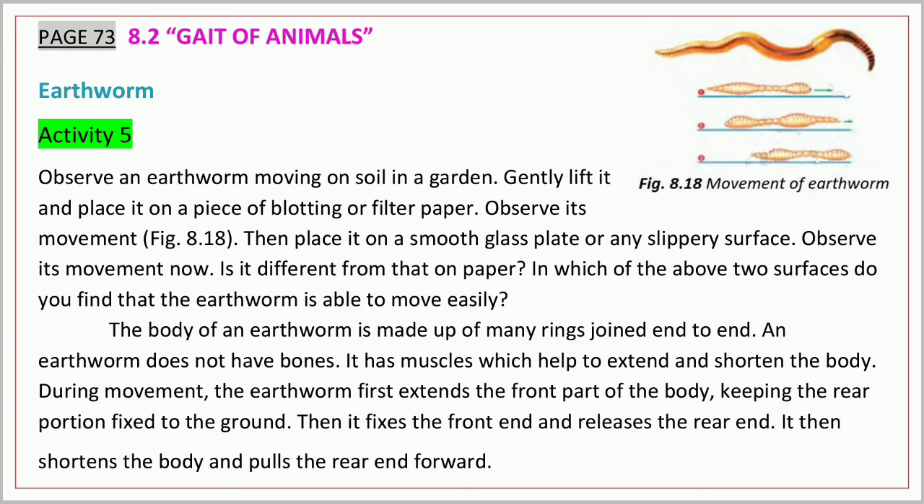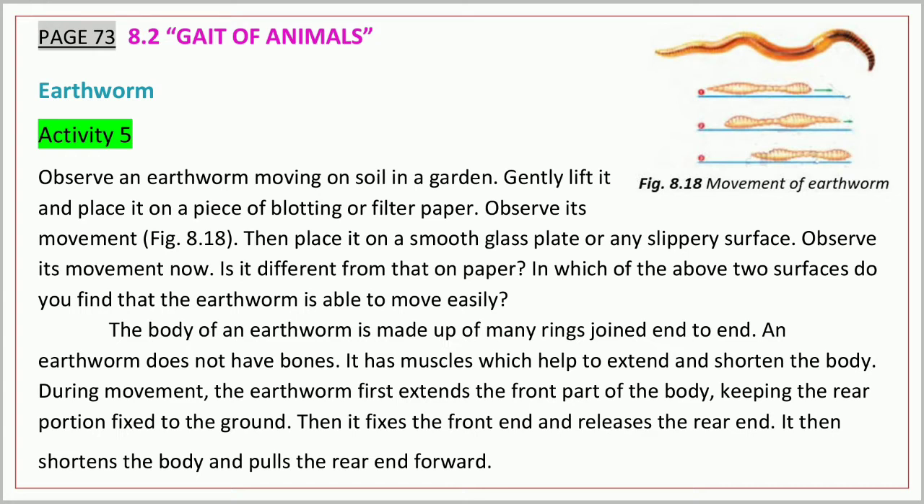Of course, it is a piece of paper. An earthworm cannot move on a smooth glass plate or any slippery surface. The body of an earthworm is made up of many rings joined end to end. An earthworm does not have bones. It has muscles which help to extend and shorten the body.